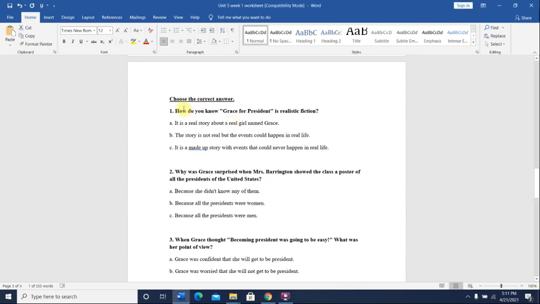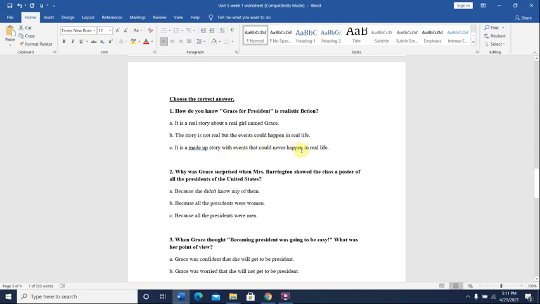Okay, the first one says, choose the correct answer. How do you know Grace for President is a realistic fiction? Okay, so the title of our story was Grace for President. And so how do we know that the story is a realistic fiction? It is a real story about a real girl named Grace. The story is not real, but the events could happen in real life. It is a made-up story with events that could never happen in real life.